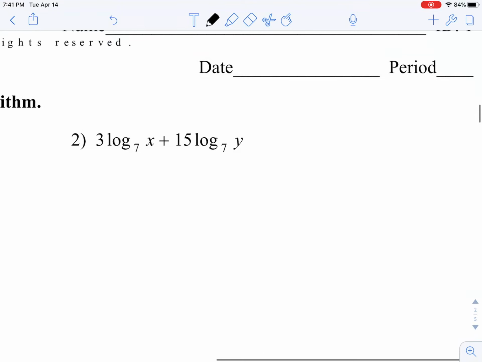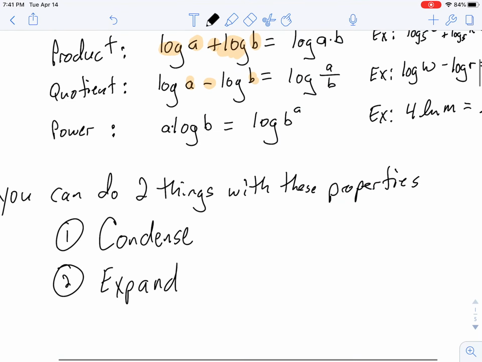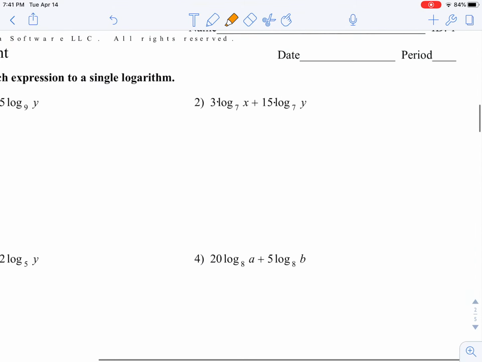Okay, the first thing I'm going to do is, since both of these logarithms have numbers multiplied in front of them, I'm going to use this power property because it's the one that starts out with a number multiplied in front of the logarithm. So basically, I can change this into log base 7 of x to the 3rd power plus log base 7 of y to the 15th power. So right here, I just used the power property.